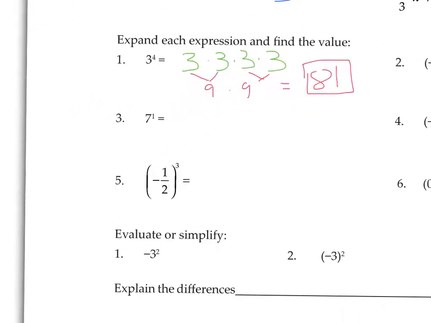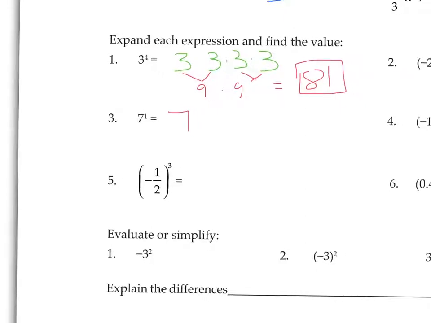7 to the 1 power. The base is 7. The 1 tells us there's just one 7, so that means it's 7. We usually don't write the exponent 1, but if you see it, you know that it just means there's 1, so it's just 7.